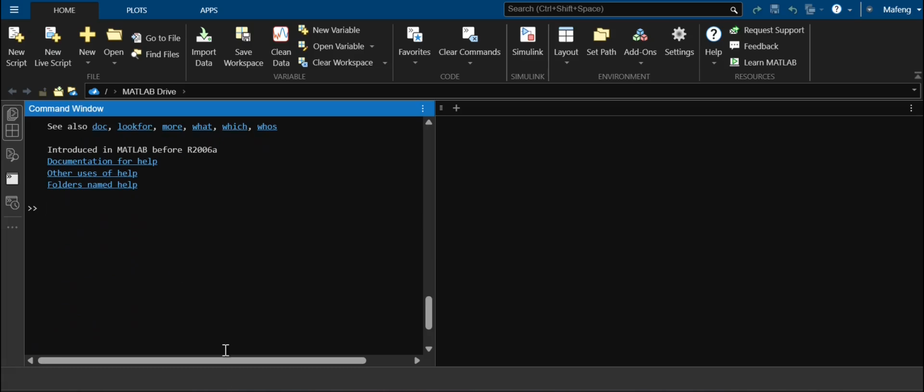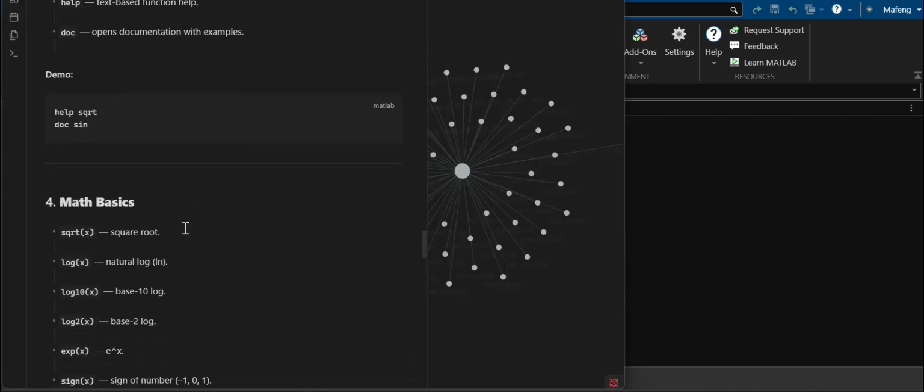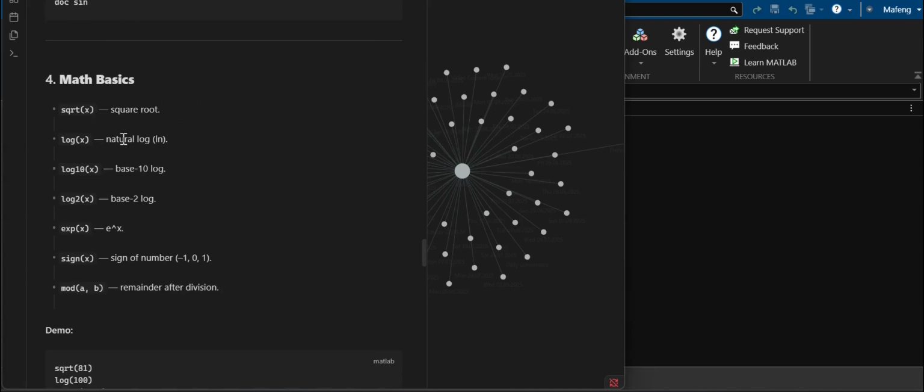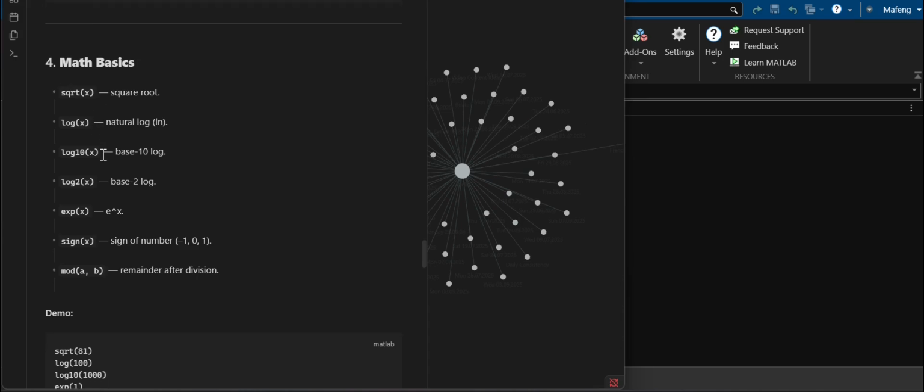Alright, so next let's move on to basic mathematical functions. So square root, log10, log2, exp, that's exponential, sign, and mod, right? So sqrt is the square root function. To take the square root of any number, you just write sqrt and then in brackets the number which you want to take the square root of.